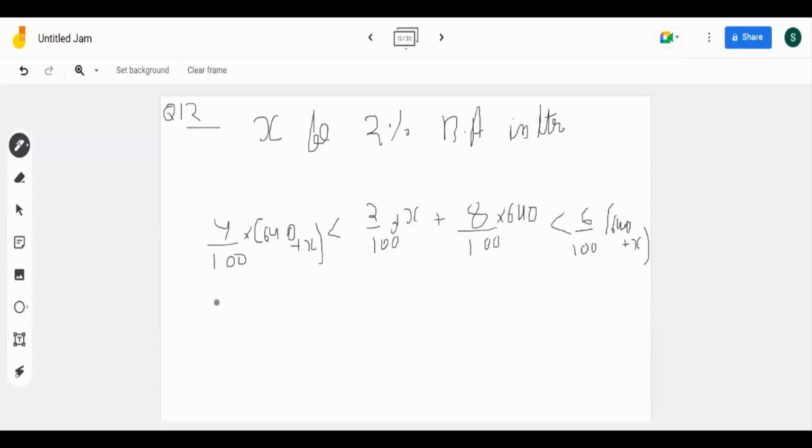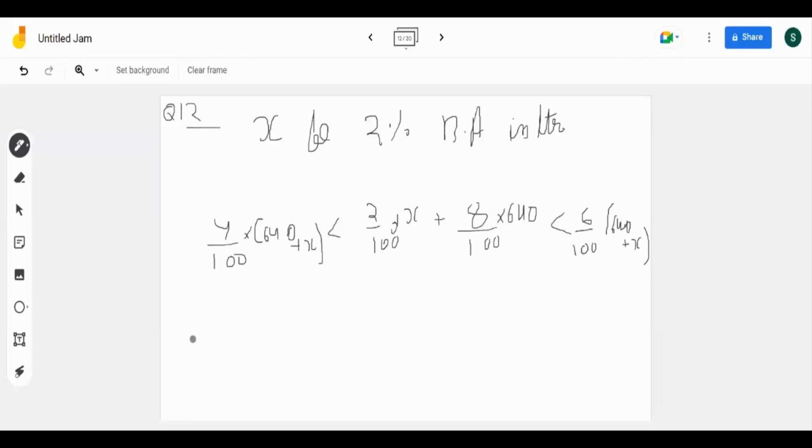If we multiply every term by 100, and let us divide every term by 2 also, so 100 by that. So let us multiply every term by 50, I guess. Whatever you do, we will get the inequality. Let me solve.